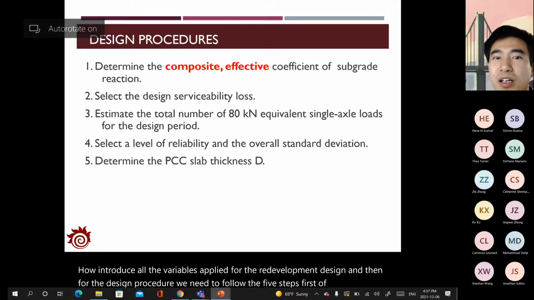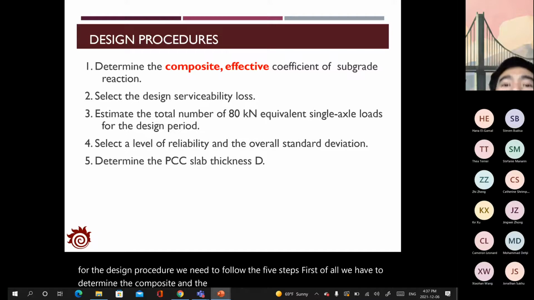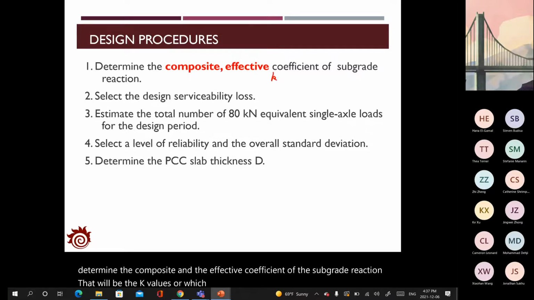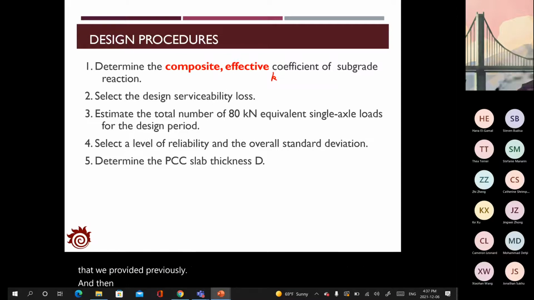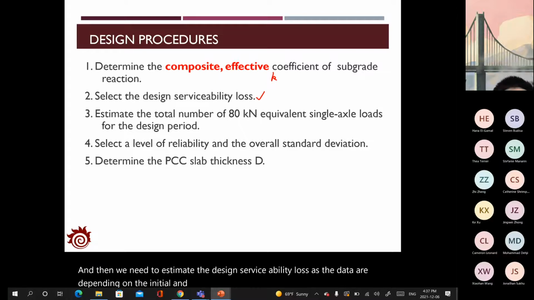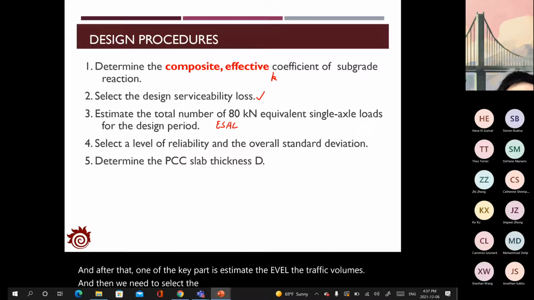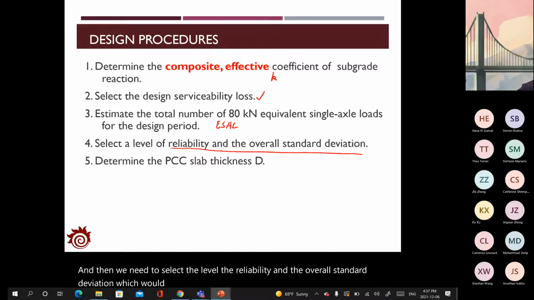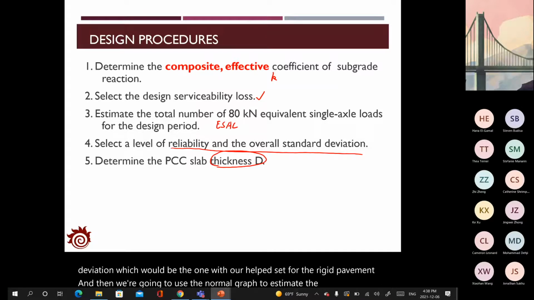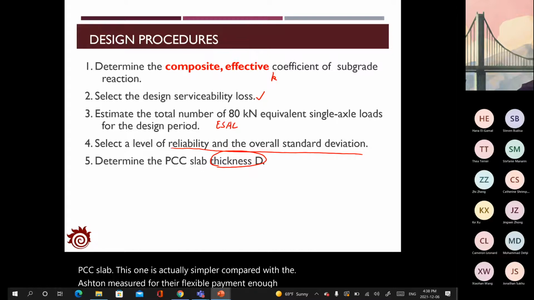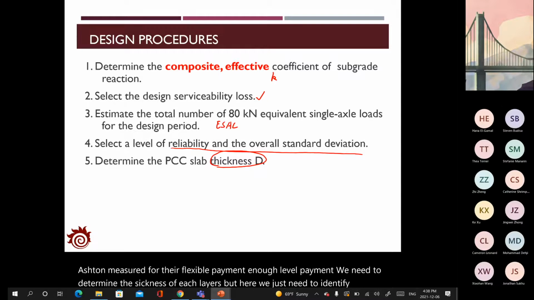First of all, we have to determine the composite and the effective coefficient of subgrade reaction. That will be the K values, for which you need to use the chart that we provided previously. And then we need to estimate the design serviceability loss as the delta PSI, depending on the initial and the terminal serviceability. After that, one of the key parts is to estimate the ESAL, the traffic loading. And then we need to select the level of reliability and the overall standard deviation, which we have to set for the rigid pavement. And then we're going to use the nomograph to estimate the thickness of the PCC slab. This one is actually simpler compared with the AASHTO method for the flexible pavement. In the flexible pavement, we need to determine the thickness of each layer, but here we just need to identify the thickness of the slab.